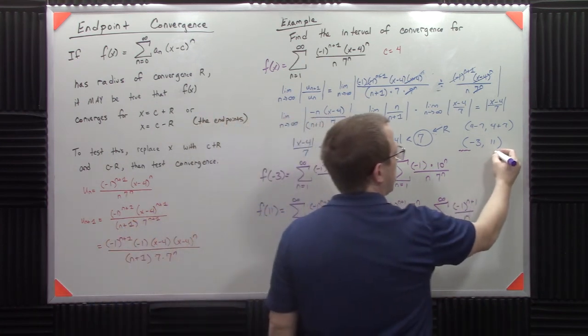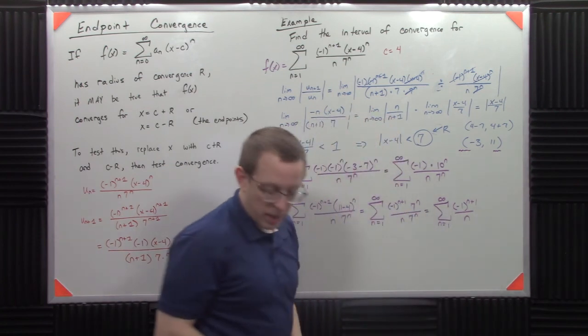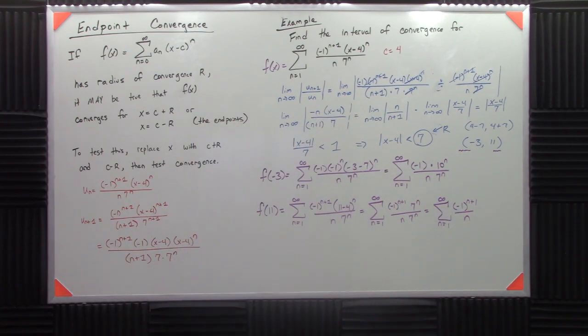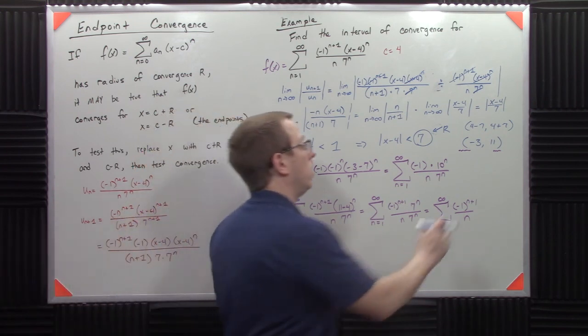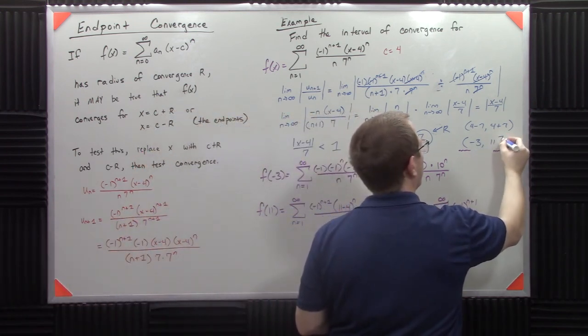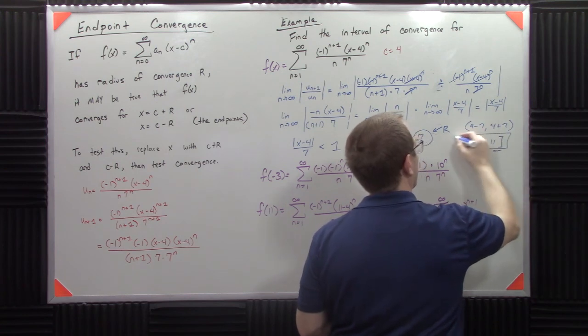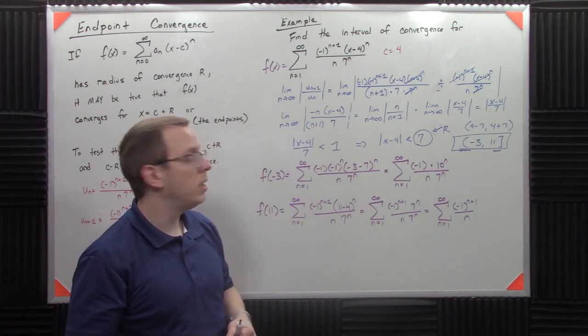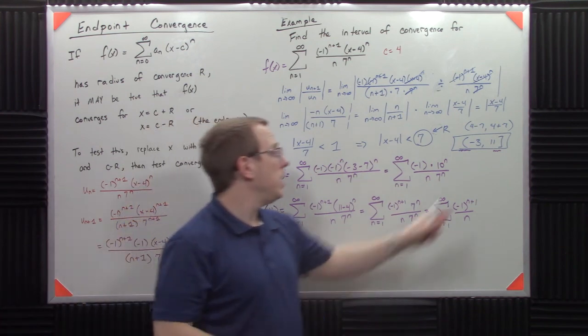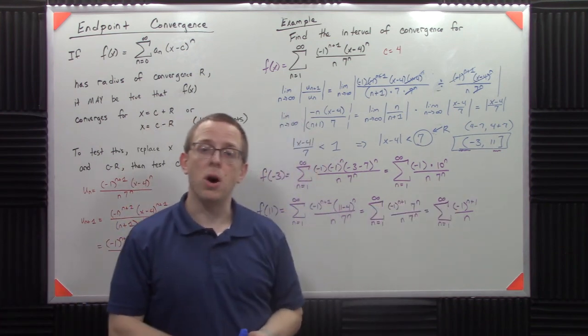So what that tells me is that this endpoint is in fact included. So instead of being an open interval, I can include 11. So in this particular case, my radius of convergence is still 7, but my interval of convergence is -3 all the way to +11.